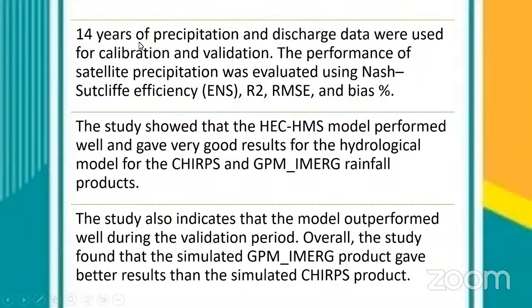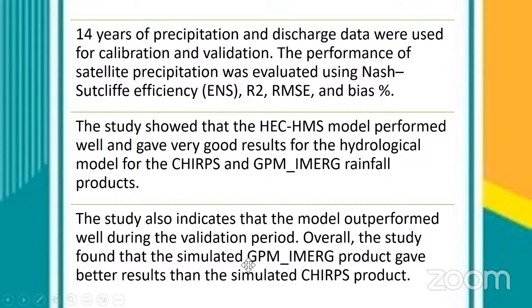And 14 years of precipitation data and discharge data were used for calibration and validation. The performance of the satellite precipitation products was evaluated using Nash-Sutcliffe efficiency, coefficient of determination R squared, root mean square error, and percent bias. The study showed that HEC-HMS, the model that we have used, performed well and gave very good results for the hydrological model for both satellite precipitation products, CHIRPS and GPM IMERG.